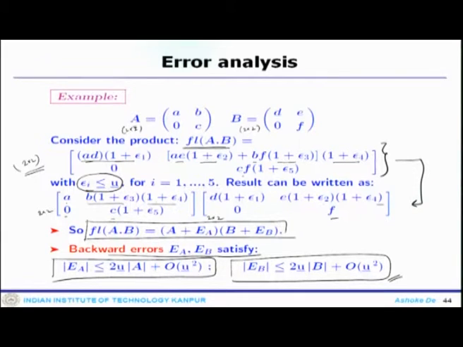In compact notation, the floating point calculation of A dot B is A plus E A, B plus E B. These are essentially the representation of the errors, the backward errors, which satisfy the condition that the magnitude of E A is less than or equal to this smaller number, and the magnitude of E B is less than or equal to this number, with this order. So, this is where we stopped with the forward and backward error calculation.